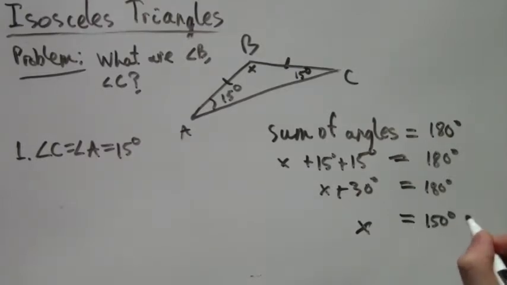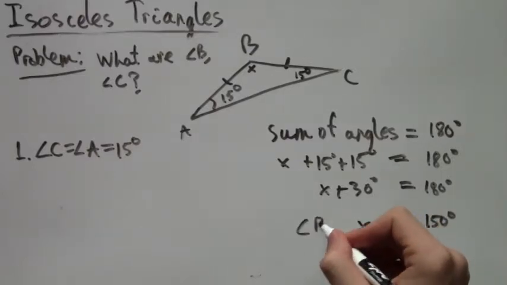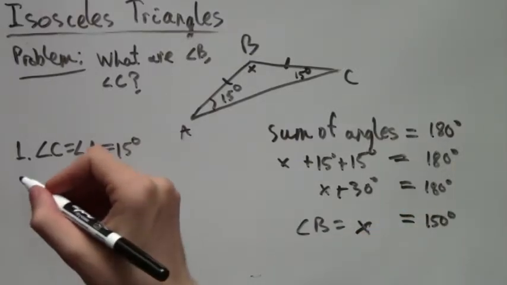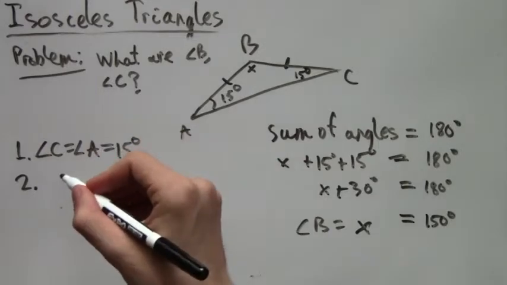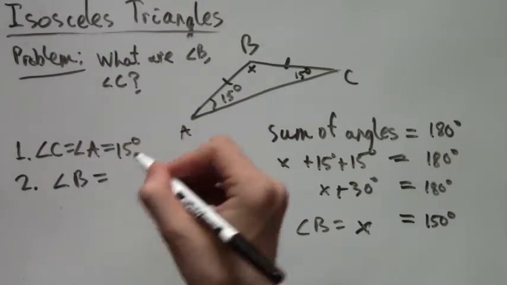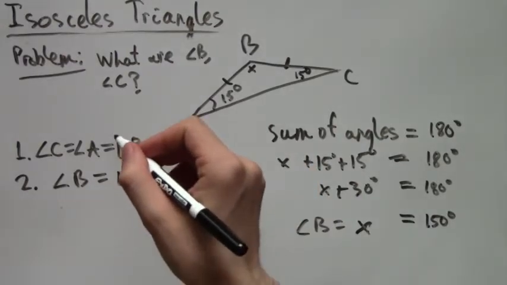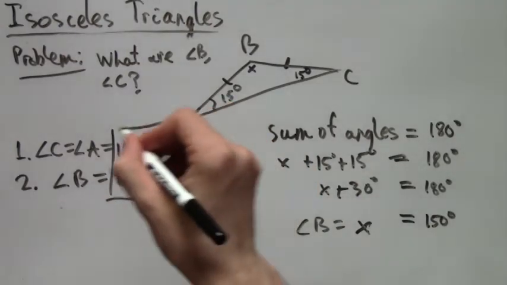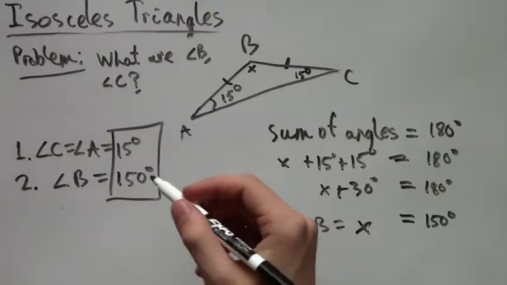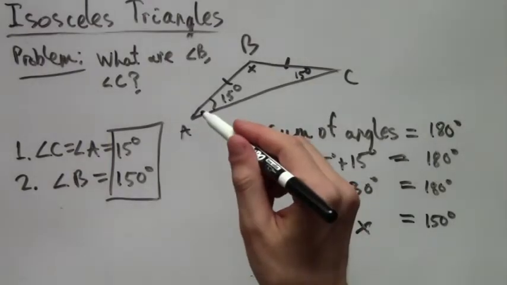And x is angle B. So we've already got angle C, and now we have angle B. So that gives us both parts of our answer. Angle C is 15 degrees, angle B is 150 degrees. And that completes the problem. So as you can see, knowing that the two base angles are equal really helps you figure out all the other angles of a triangle.